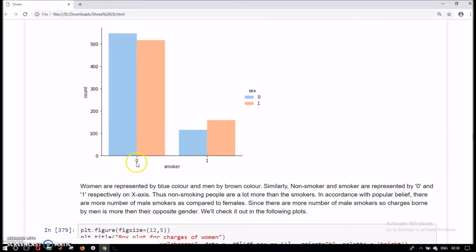In this graph, 0 represents non-smokers and 1 represents smokers. This is the count of smokers and non-smokers, and blue color represents women and pink color represents men. And in accordance with popular belief, there are more male smokers as compared to female smokers.